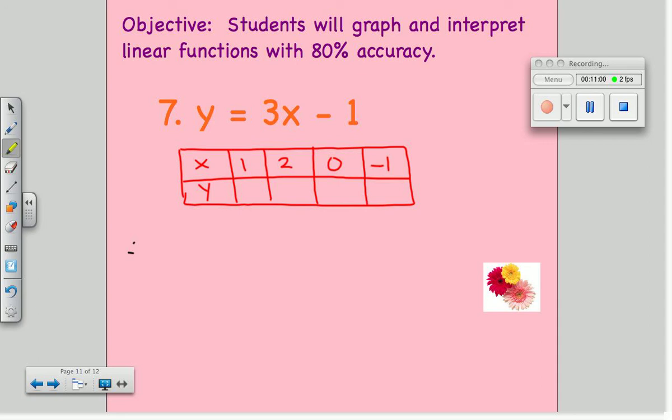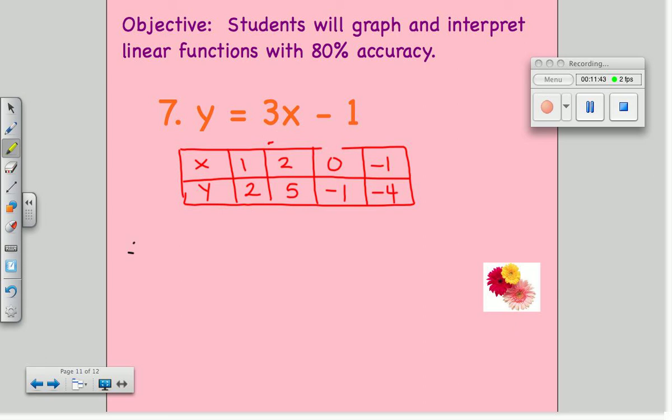And now let's substitute x for these numbers. When x is 1, 3 times 1 is 3. Okay, so 3 times 1 is 3. 3 minus 1 is 2. When x is 2, 3 times 2 is 6. 6 minus 1 is 5. When x is 0, 3 times 0 is 0. Minus 1 is negative 1. When x is negative 1, 3 times negative 1 is negative 3. Negative 3 minus 1 is negative 4.